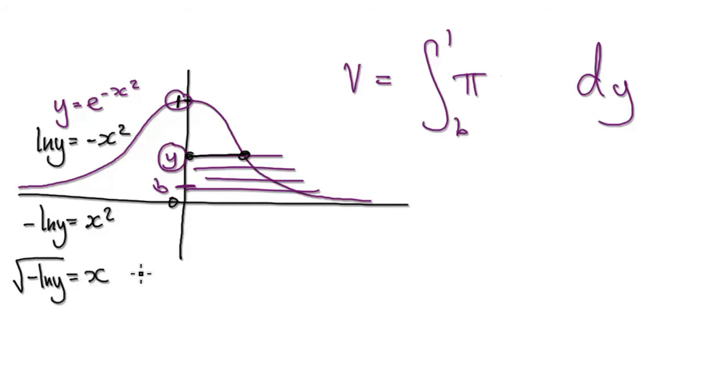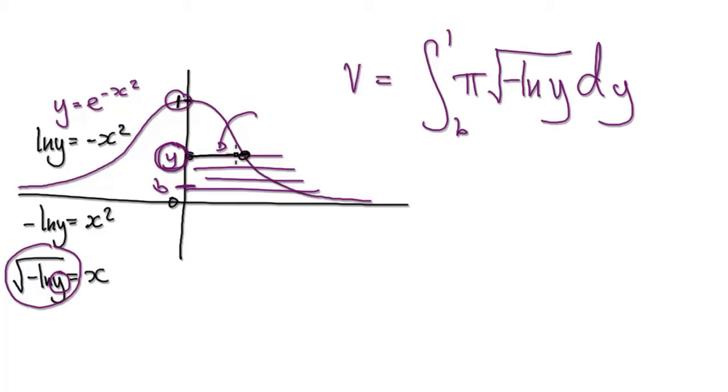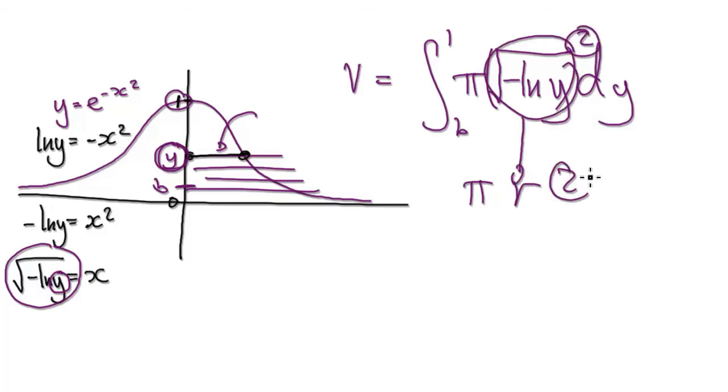So what this is saying is that for a given y, you can work out the radius, and the radius is given by this thing here. So it will be pi r squared, but the radius is square root of minus natural log of y, and then we will need to square it, because it's pi r squared.